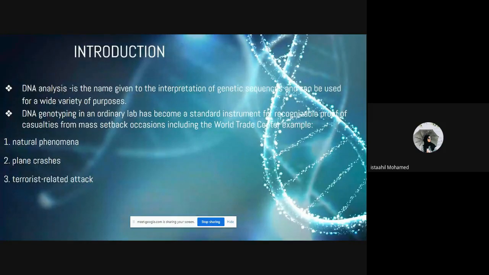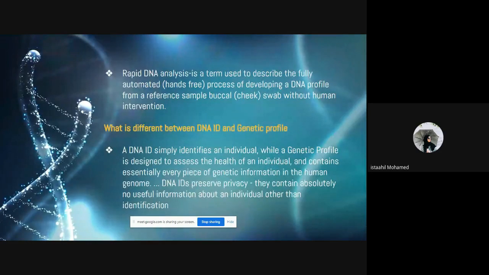So we will talk about the intro, what DNA analysis is. It's the name given to the interpretation of genetic sequencing and can be used for a wide variety of purposes. DNA genotyping is a regular lab test. It has become a standard instrument for identification of victims from casualty events, including the World Trade Center, natural phenomena, plane crashes, and terrorist attacks.